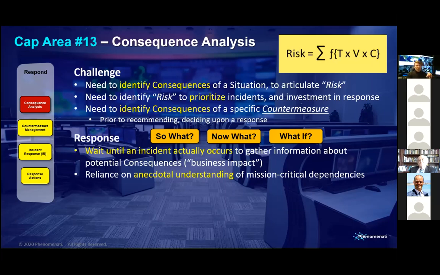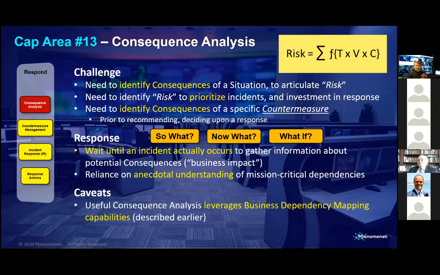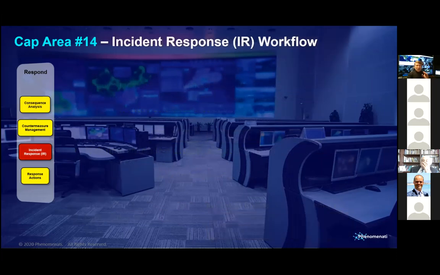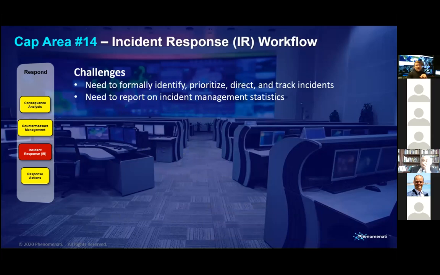We need to make these decisions based not on anecdotal understanding of the system and the business, but on clear understandings of those mission critical dependencies, which Dr. Woody referred to earlier today. We have to leverage this business dependency mapping I keep going on and on about. Again, if you can't afford a full business impact analysis, if you don't have enterprise architecture, focus on building a DARE matrix. It's straightforward, it is accomplishable, and it will be an eye-opener for most people in terms of exposing those shadows. Now let's talk about incident response.